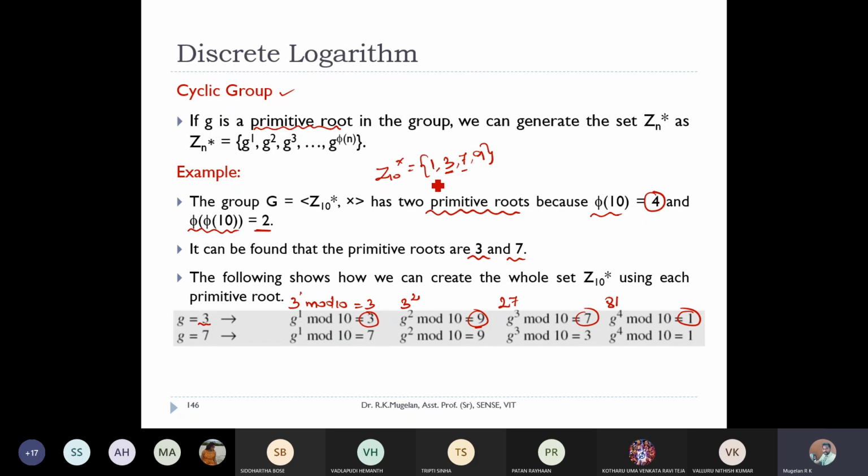I can generate all these four elements in this group using these two values, 3 and 7, alone. That is, with 3 you can get them, or with 7 also. If you raise 7 to power 1, I'm getting 7. 7 squared is 49, mod 10 gives me 9. 7 cubed gives me 3 and 7 power 4 gives me 1. So if you take any finite multiplicative group, and if a primitive root is present in that group, then I can call that group a cyclic group, because I can create the elements in the group using a primitive root itself.